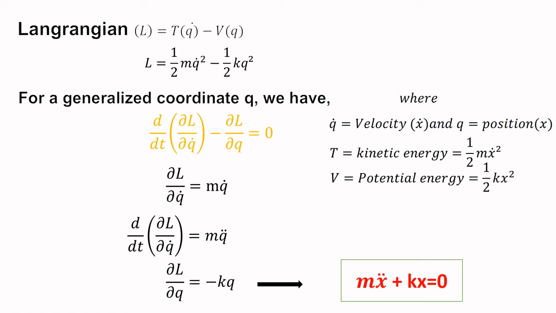After that, I will put these two values in the equation written over here, and I will replace q̈, that is acceleration, with ẍ, and I will replace q with x. When I put these two values in this equation, I will get the equation of motion for our spring mass system using Lagrangian mechanics.